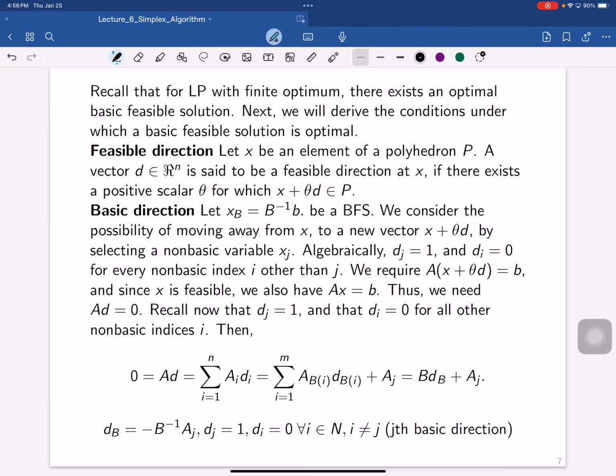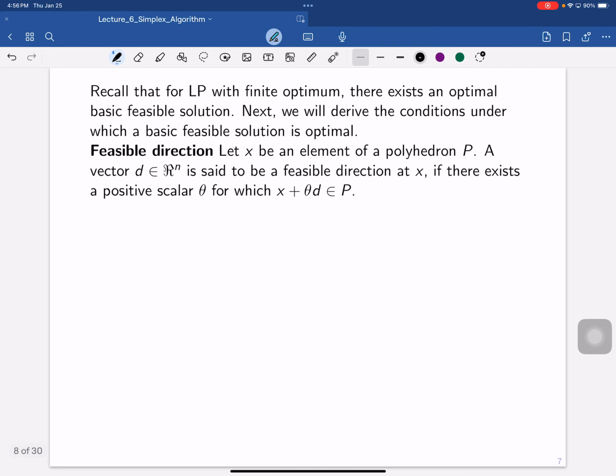Yeah, so now we are going to define something called basic direction. Okay, maybe this is too overwhelming. Let me write it down gradually, so as not to confuse you guys. Yeah, so now let's say we stay at a basic feasible solution. Remember, at a basic feasible solution, xB is B inverse b, that's what we just talked about. Then xN is the non-basic variables, which are 0.